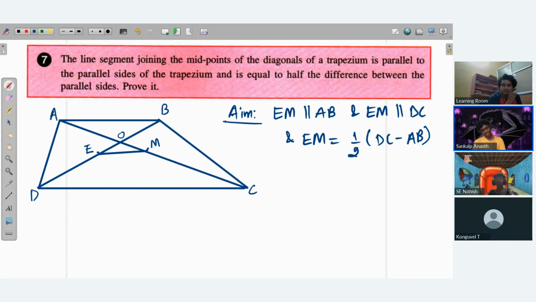Sir, I don't get it. How can you randomly take two points and tell their midpoint? It is not random. It is knowledge about trapeziums. No, sir, how can you randomly take two points and tell their midpoint, sir?